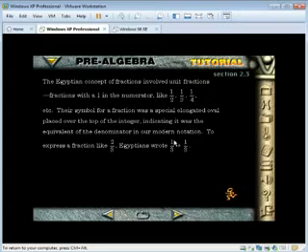The Egyptian concept of fractions involved unit fractions, fractions with a 1 in the numerator, like 1/2, 1/3, 1/4, etc. Their symbol for a fraction was a special elongated oval placed over the top of the integer, indicating it was the equivalent of the denominator in our modern notation. To express a fraction like 2/3, Egyptians wrote 1/3 plus 1/3.